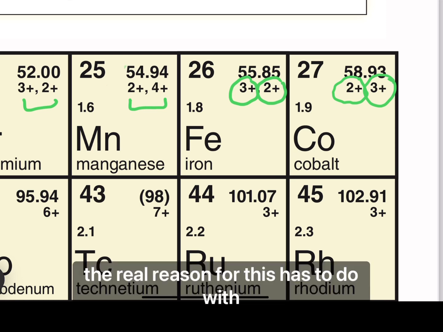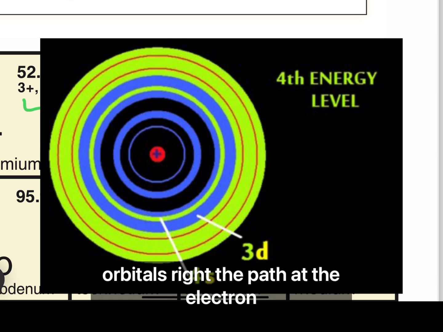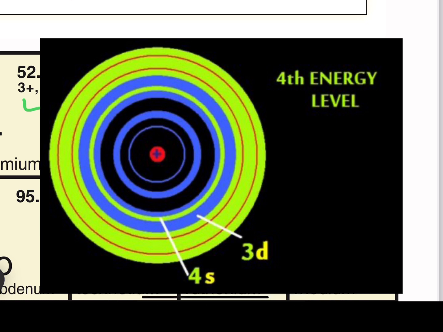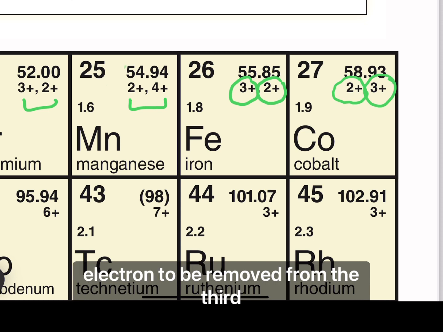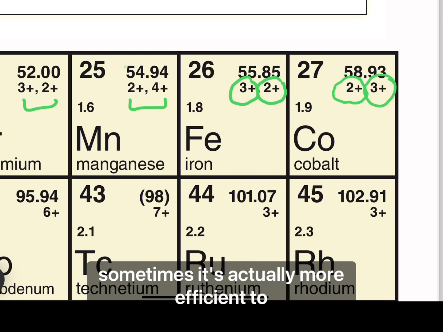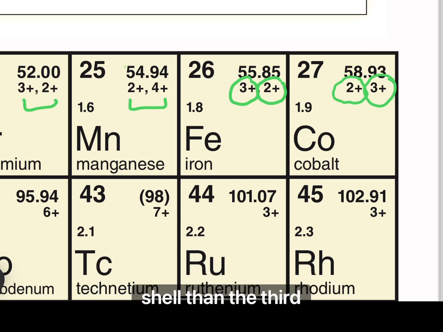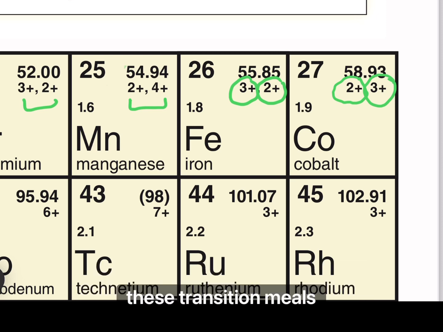Now, the real reason for this has to do with electron configurations and what we understand to be orbitals, right? The path that the electron takes around the nucleus. And so because you can't always look at the energy levels vertically, sometimes it is more efficient for an electron to be removed from the 3rd shell than it is the 4th shell. And sometimes it's actually more efficient to remove an electron from the 4th shell than the 3rd shell. And we find that the case with a lot of these transition metals.